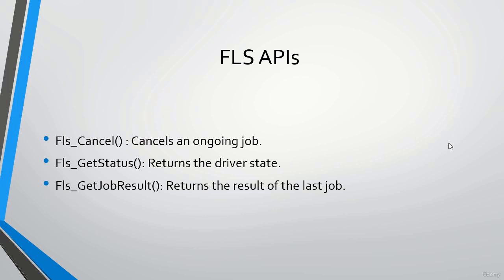Another API is FLS get job result. It returns the result of the last job. So what was the result of the last job that happened? This can be obtained using this API. Then there are the common APIs like FLS write, read, etc. But these are peculiar APIs that we should know in addition to the normal read and write APIs. That's why I have discussed them separately here.